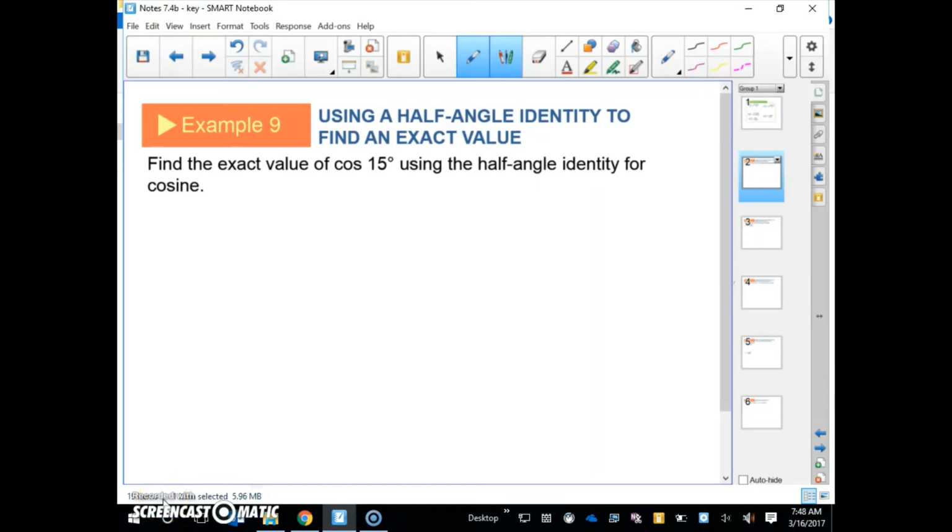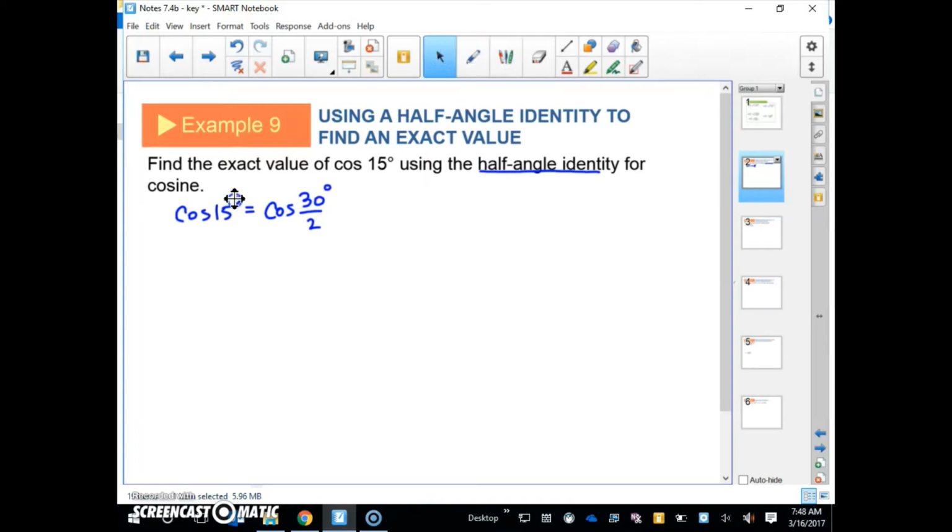Example 9, we want to find the exact value of cosine 15 degrees using a half angle identity. Okay? So we want to find cosine 15 using a half angle identity. So 15 is half of 30. So basically, we're changing it into 30 over 2. 15 equals 30 over 2, and that's what we're looking at.